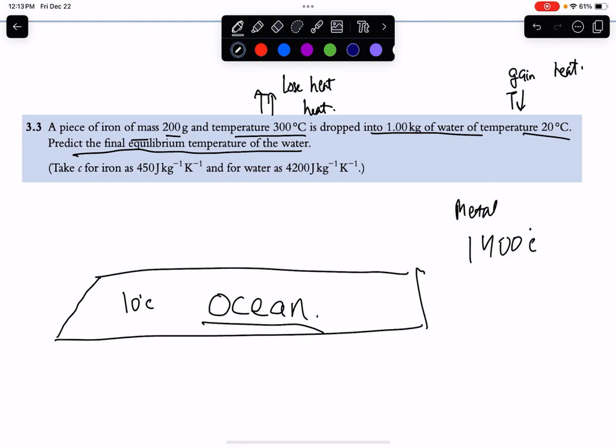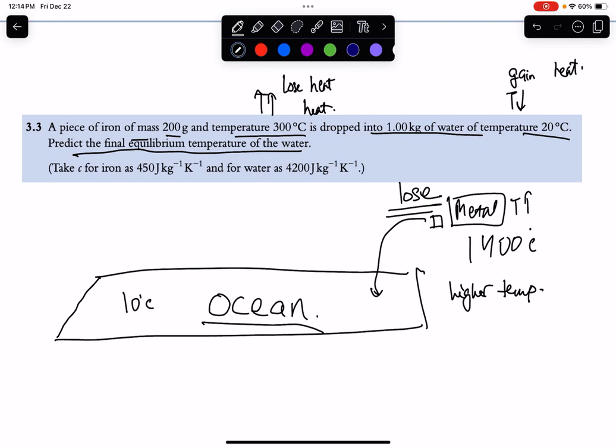Okay, so even though the temperature of the metal is higher, the overall energy in the entire ocean will be higher than a small piece of metal, right? That's going to be the case. But when you drop the metal into the water, it's not the ocean that will lose energy. It is the metal. The metal is going to lose energy. Okay? The reason the metal will lose energy is because it has a higher temperature.